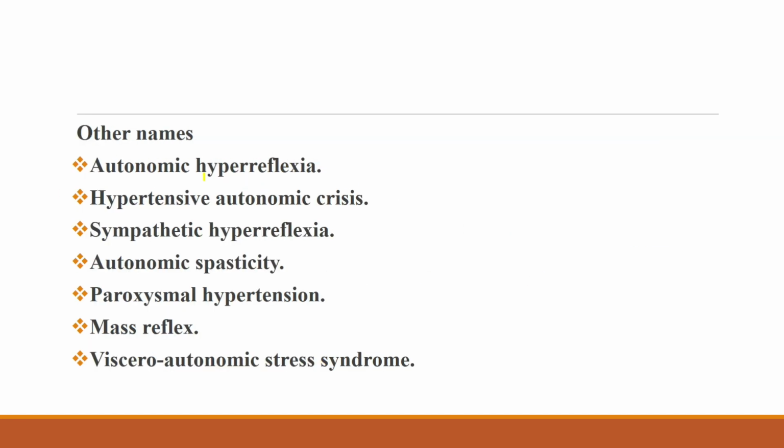Other names of autonomic dysreflexia are autonomic hyperreflexia, hypertensive autonomic crisis, sympathetic hyperreflexia, autonomic spasticity, paroxysmal hypertension, mass reflex, viscero-autonomic stress syndrome. These are other names for autonomic dysreflexia.